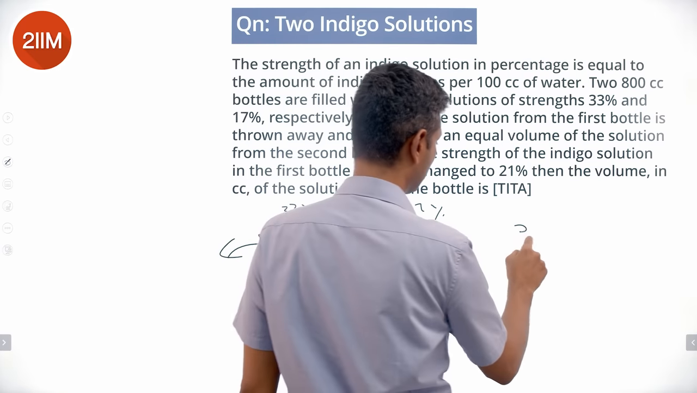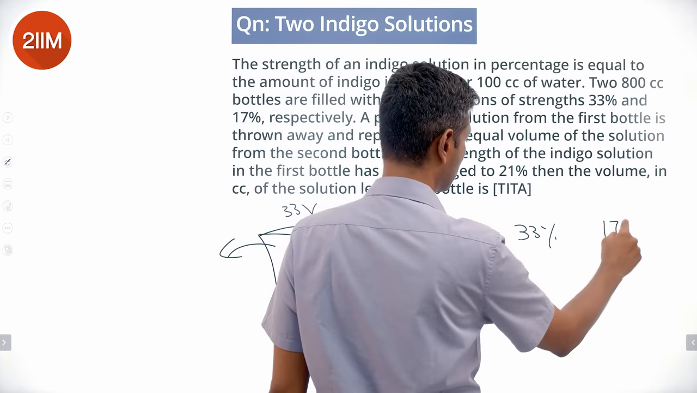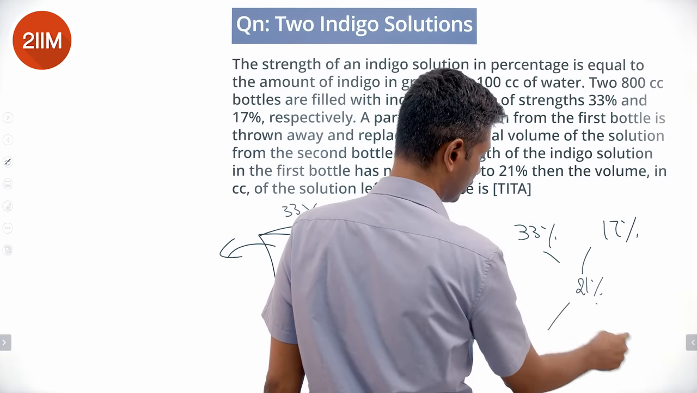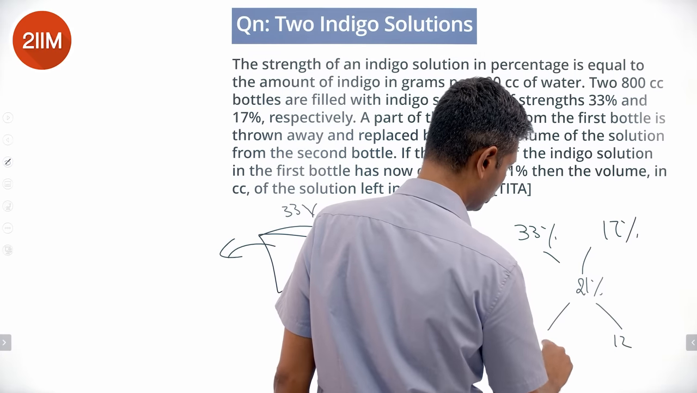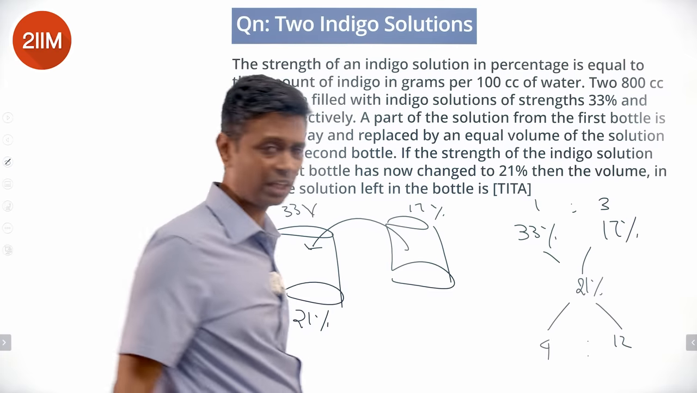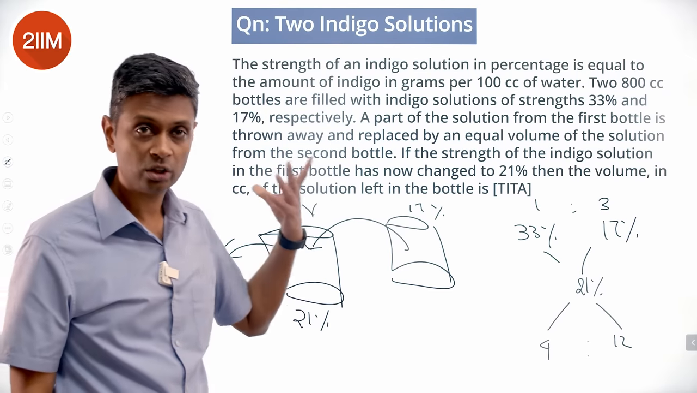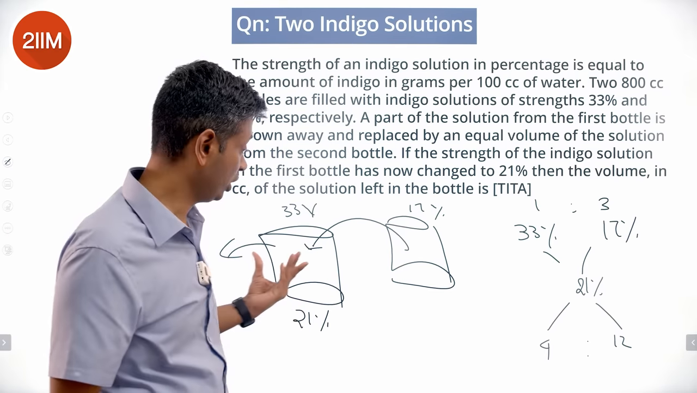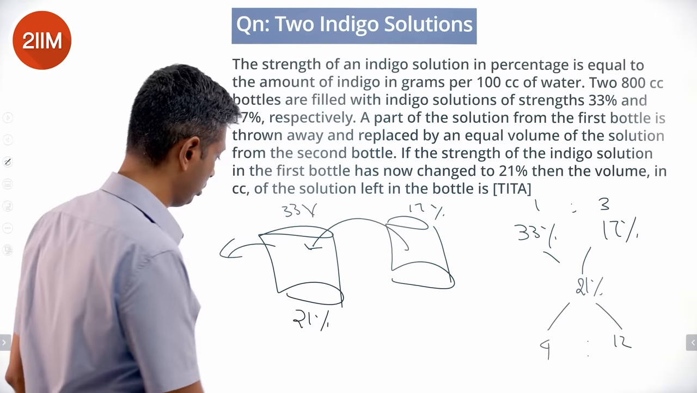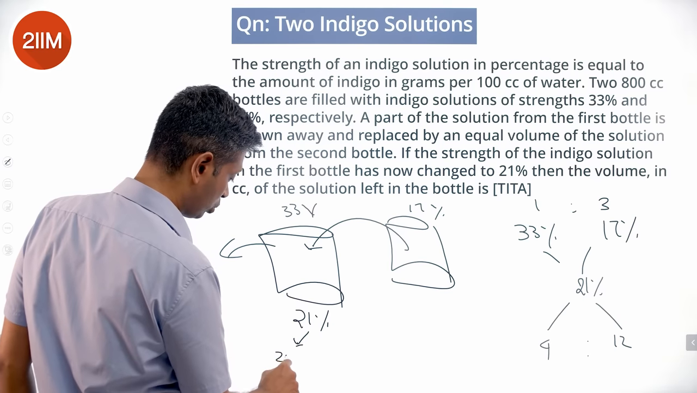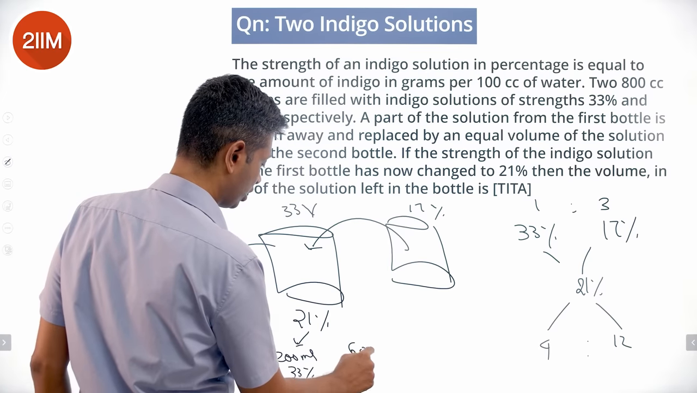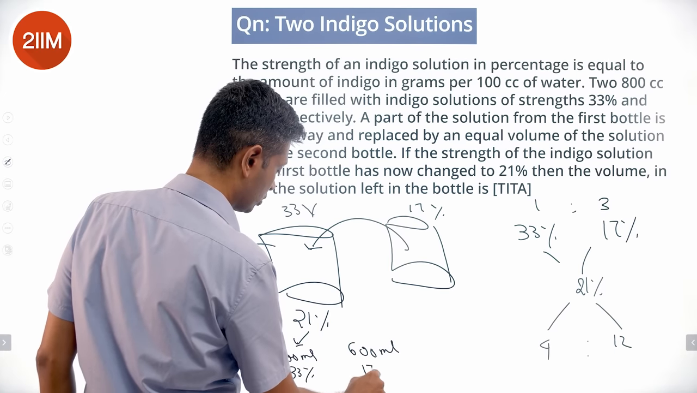What do we do? We say, okay, 33% has been mixed with 17% to get 21%. In what ratio would it be mixed? This is 12. This is 4. 4 is to 12, or 1 is to 3. Nice. So 1 is to 3. In the 800 ml of the new thing, 1 unit should be 33%, 3 units should be 17%. Or in this 21%, there is 200 ml of 33% solution and 600 ml of 17% solution.